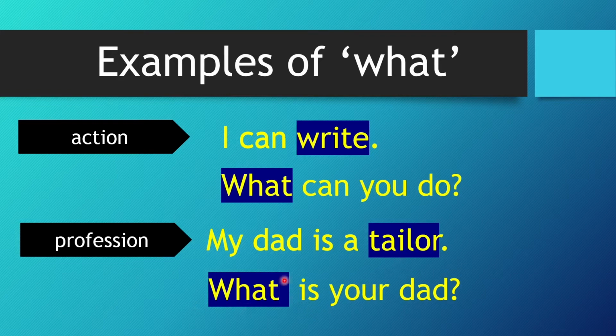So afterward, auxiliary verb will come. Is the auxiliary in this sentence. So we are writing is. What is? My will become your. This is possessive form. My will become your. And after that, dad. Here is dad. So what is your dad? And at the end of the sentence, there is question mark given. I hope it's clear to you.